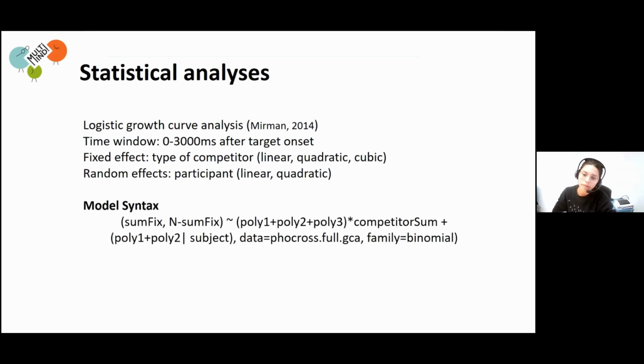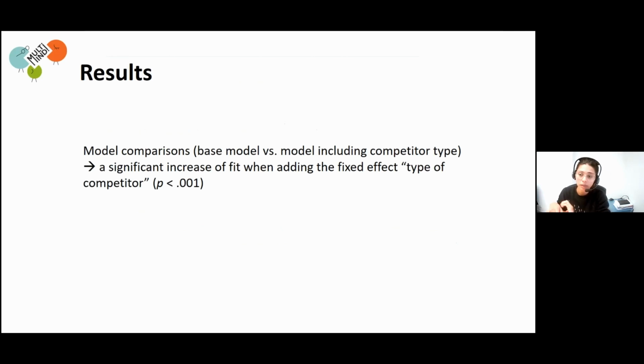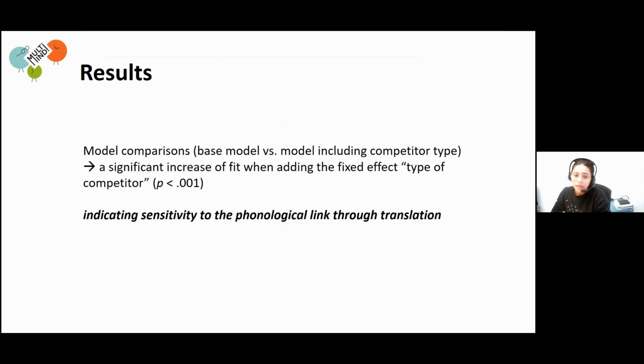Here is the model syntax for the full model. For the analysis, we compared this model with the base model, which differed from this one in that it didn't include the fixed effect of the competitor type. And we found that including the type of competitor improved the model fit to the data. This indicated a higher sensitivity to the phonological link to translation among labels.